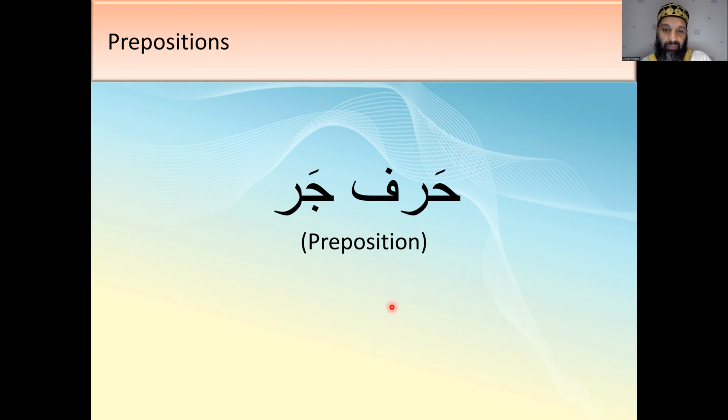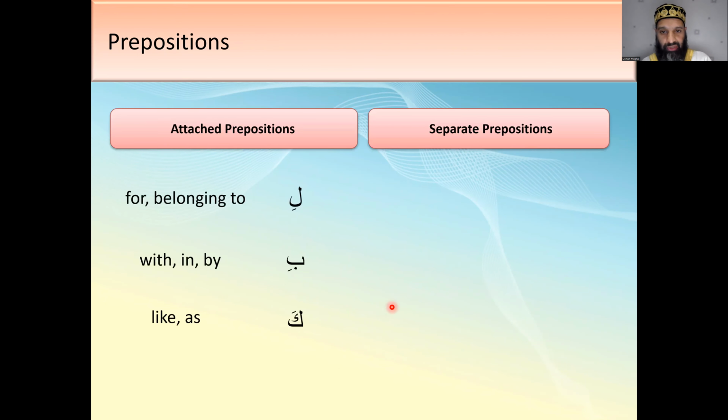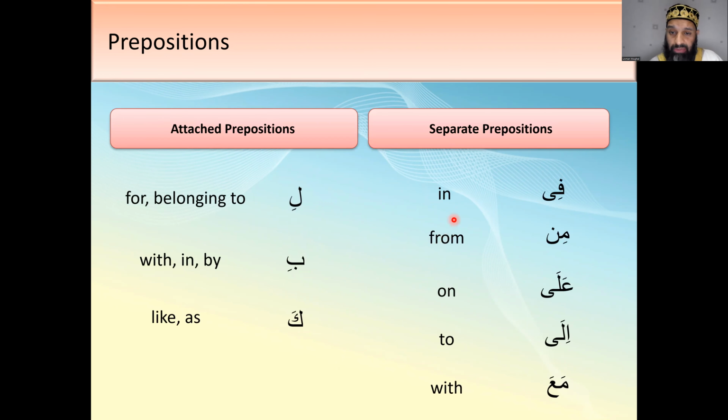Harf jar are basically just a set of words, and in English you call them prepositions. These are separate harf jar, separate prepositions. These are attached onto the word itself.